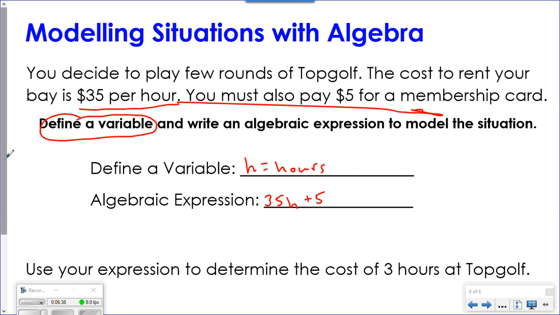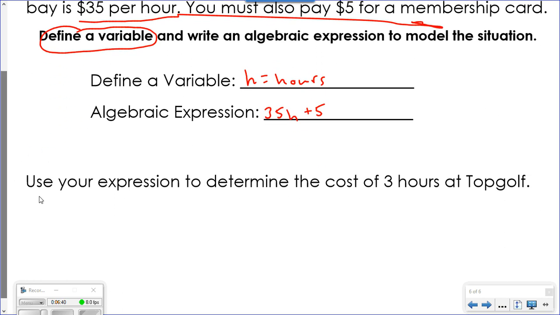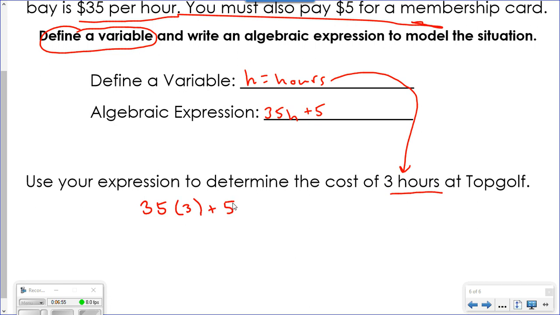And usually we'll have some type of question attached. So now we're going to use our expression to determine the cost of 3 hours at Topgolf. And this is why it's so important to define our variable, because now I know where to put that 3. Anywhere I see an h for hours, my 3 is going to go in that spot. So we have 35 times 3. We go ahead, we do some reducing here. We get 110, and then we make sure that we give our answer with units.